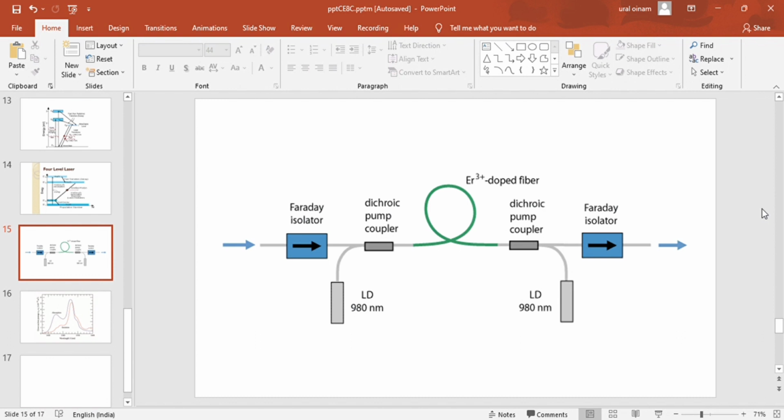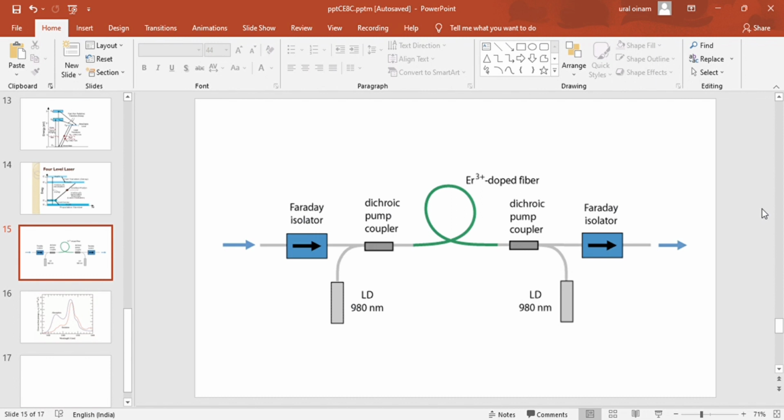When this light hits the erbium doped ions, it will excite the electrons from the ground state to a higher energy state. When they move from the ground state to the higher energy state, they are not very stable. So they will lose their energy in a non-radiative manner, and then they will accumulate in the metastable state. When they accumulate in the metastable state, there will be a population inversion.